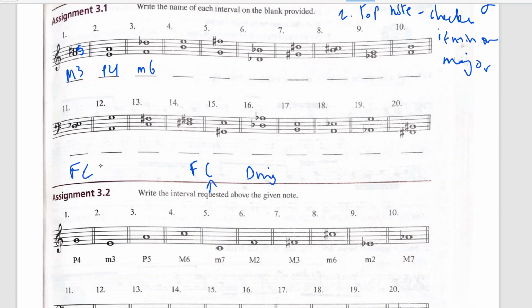For example, we have four sharps. Fat cats go down. We have four sharps. We're going to increase this one by a half step. So D sharp plus a half step is E, so we're in the key of E major.